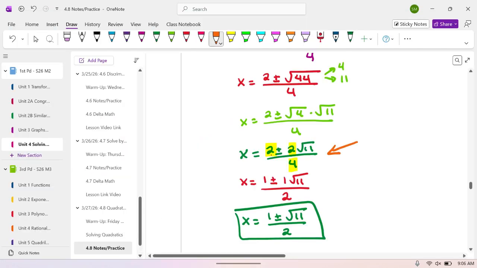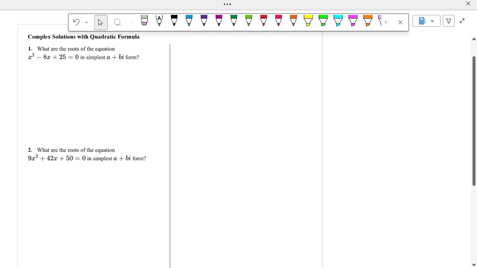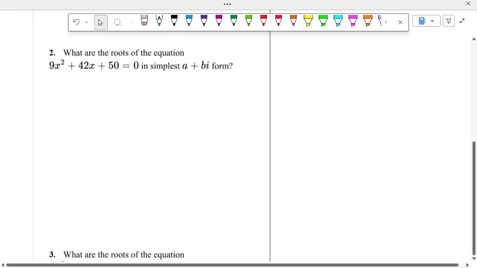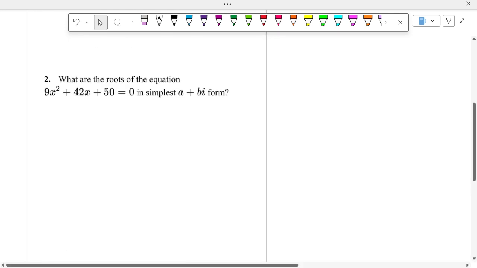All right, last one that we're going to do. So go to that worksheet. Your packet did not have any imaginary solutions on it. So I supplemented with a couple of problems. So we're going to do number 2 together.